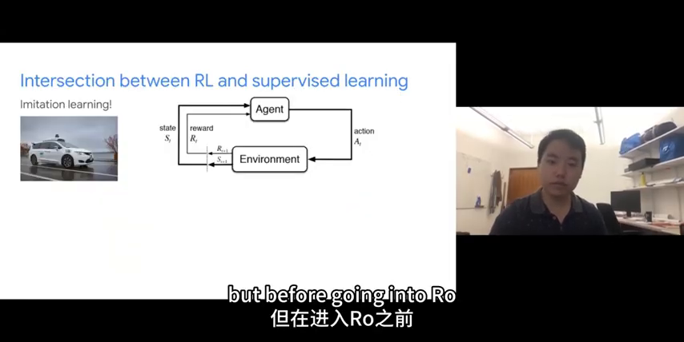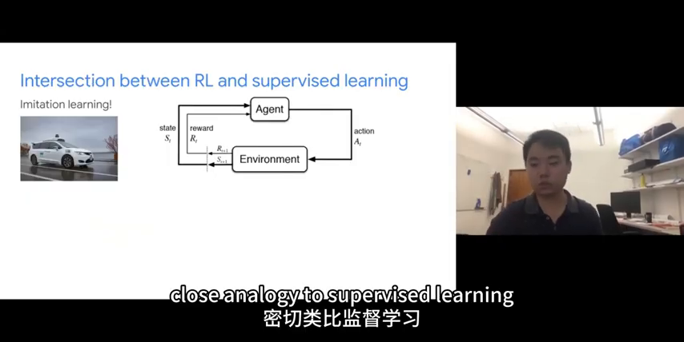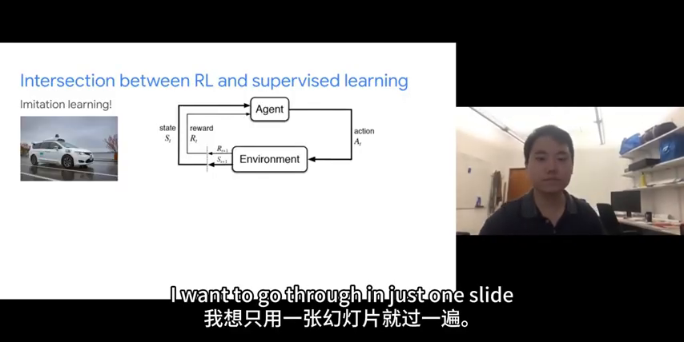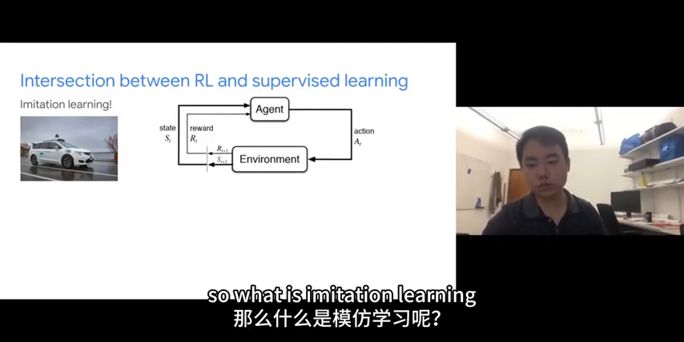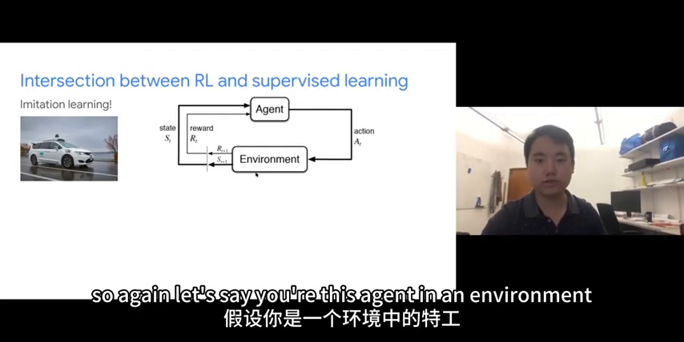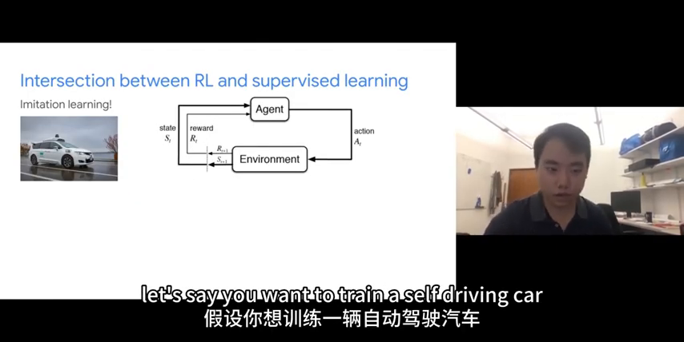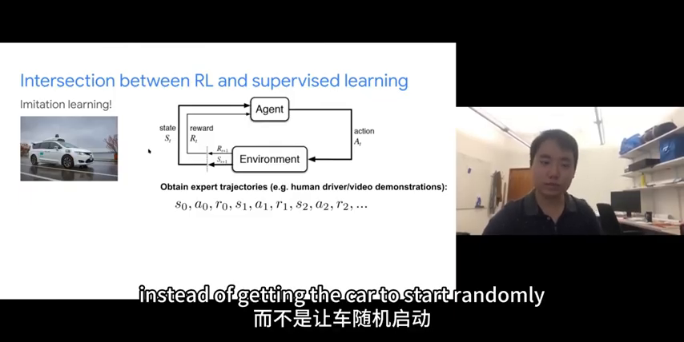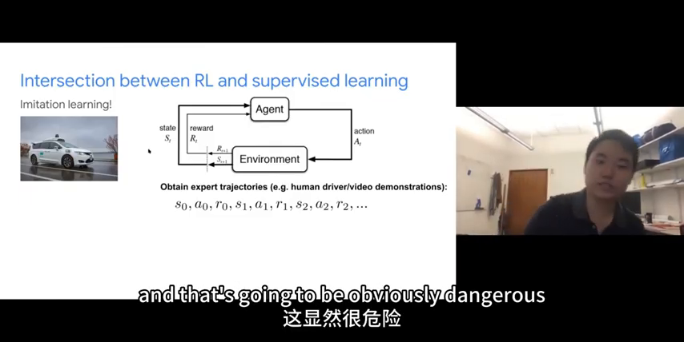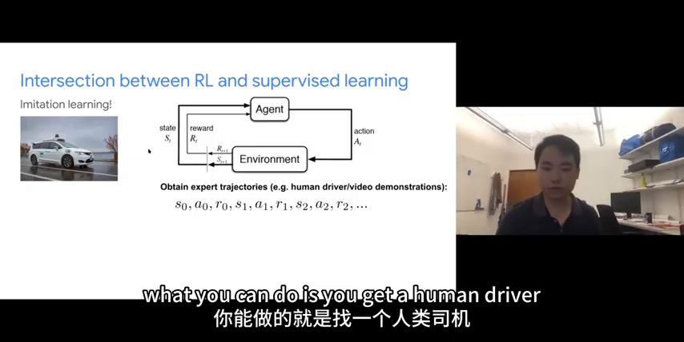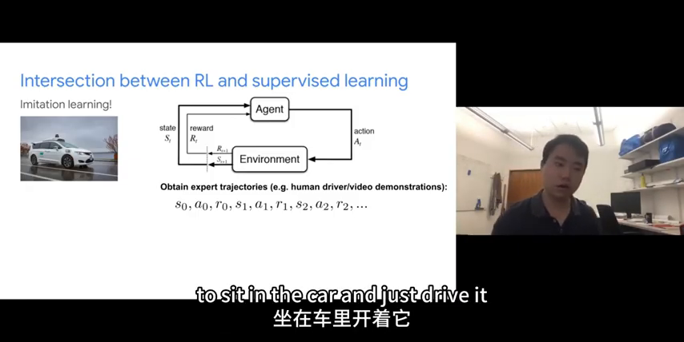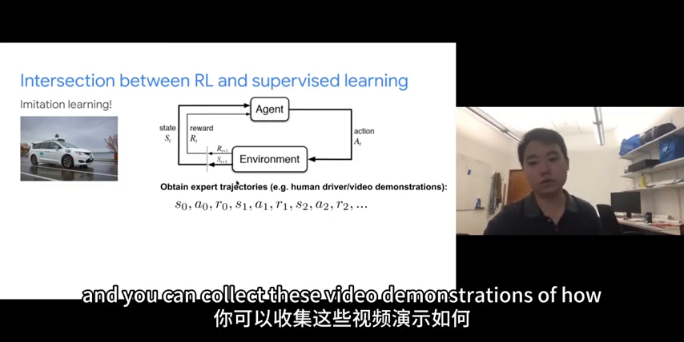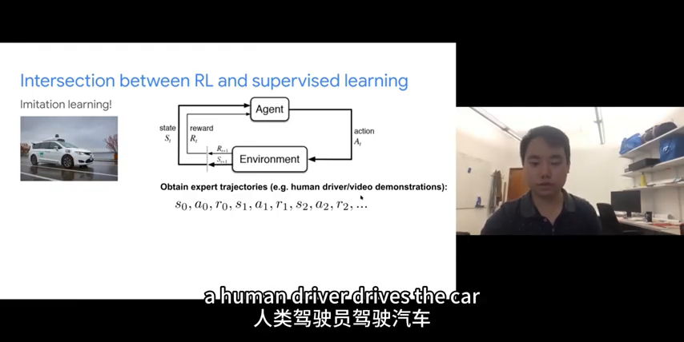But before going into RL, there's actually a very close analogy to supervised learning, which is called imitation learning, that I want to go through in just one slide. So what is imitation learning? Again, let's say you're an agent in an environment. Let's say you want to train a self-driving car. Instead of getting the car to start randomly, which is obviously dangerous, you get a human driver to sit in the car and just drive it as a human driver would. And you can collect these video demonstrations of how the human driver drives the car.